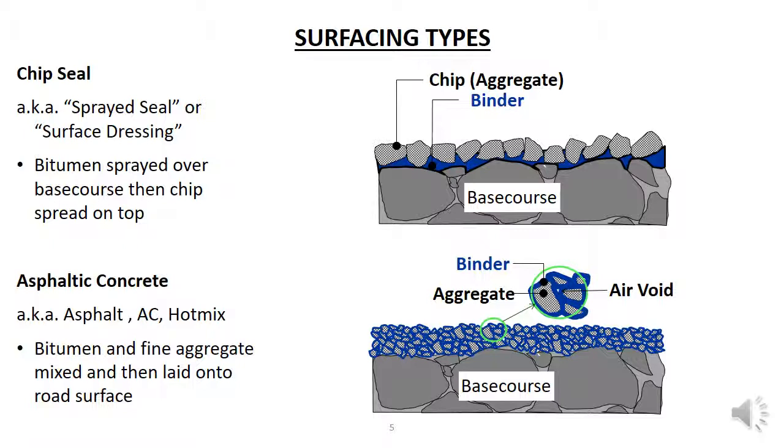Asphaltic concrete, or AC for short, has individual aggregate particles encased in a layer of hot bitumen binder. It may also be known as asphalt, AC, or hot mix. The AC needs to be prepared at a processing plant, so the mix needs to be transported from the processing plant to the road site while still remaining hot.